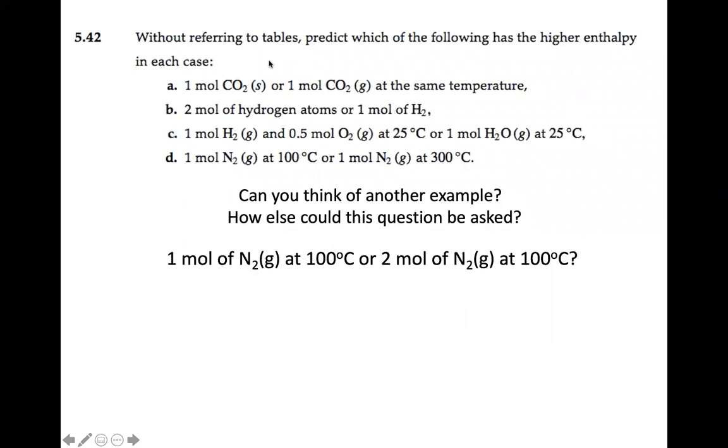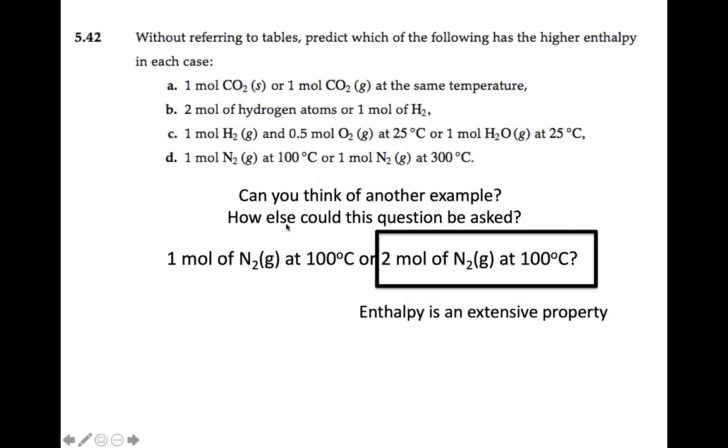I'm going to agree, okay? 2 versus 1, well, 2 is bigger than 1. How does that fit into this different part right here? It comes back to this other feature of enthalpy. Enthalpy is an extensive property. If you double the amount that's there, you double the enthalpy value.